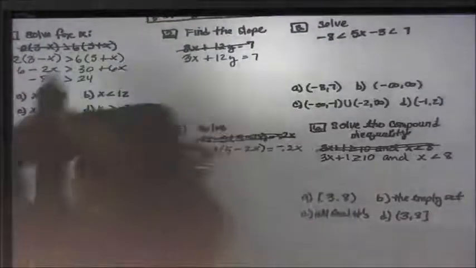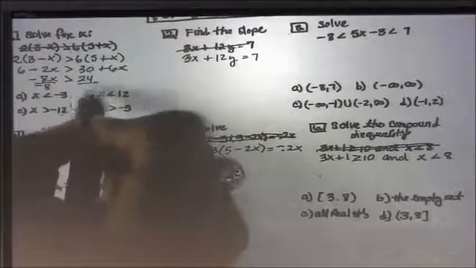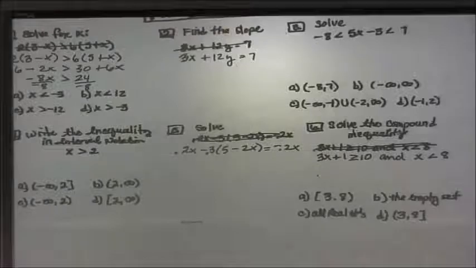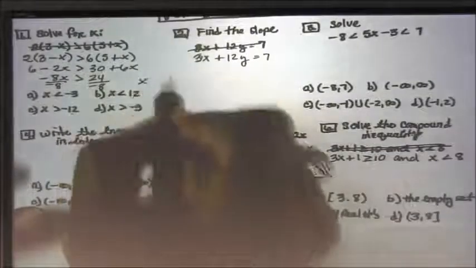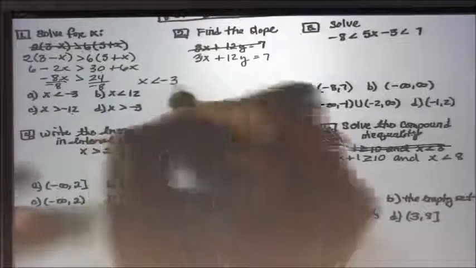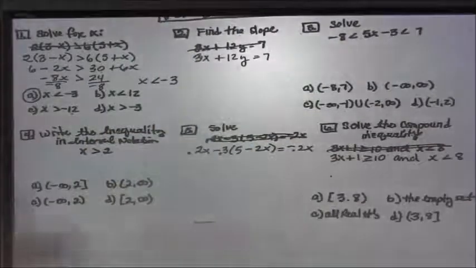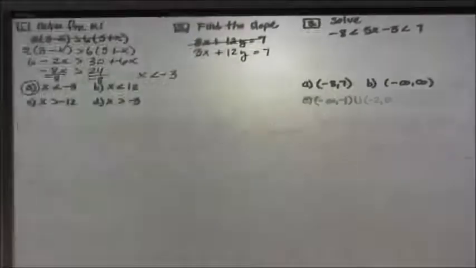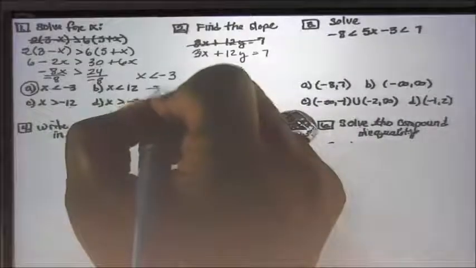Right here, I have to divide now by my negative 8. And dividing by the negative number, I've got to flip the inequality symbol. So x is now less than negative. So my answer, A. Now, what if on your paper, you work towards making your x positive? Then you don't have to write this, negative 3, right?